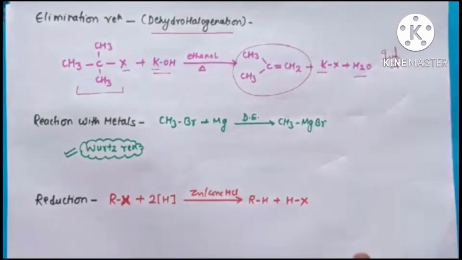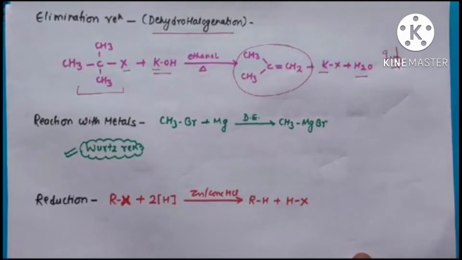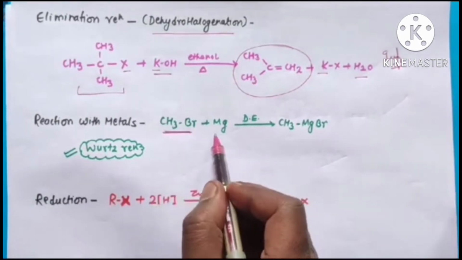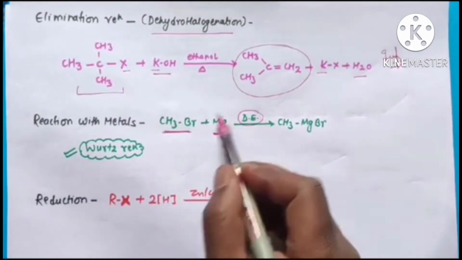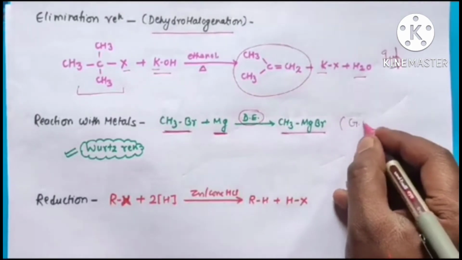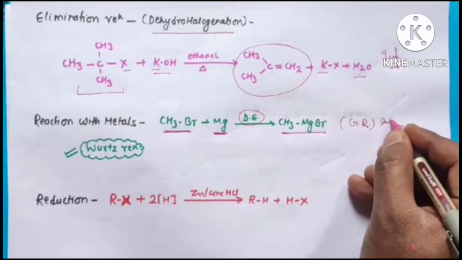Now reaction with metals. As you all know, the RX haloalkane reacts with a metal like magnesium in the presence of dry ether to form RMgX or CH3MgX. This is the Grignard reagent. This is the Grignard reagent. It is also very important.